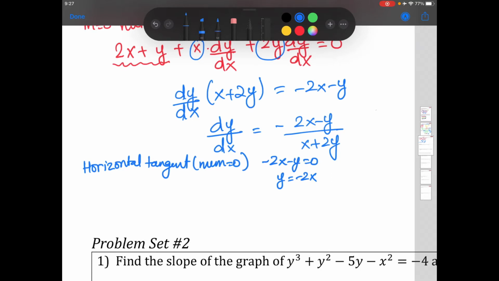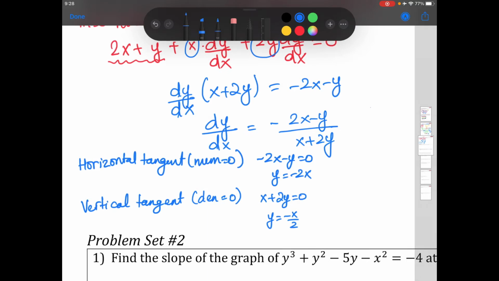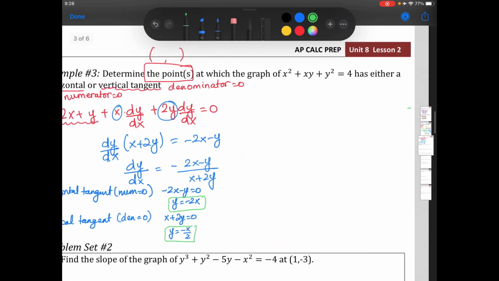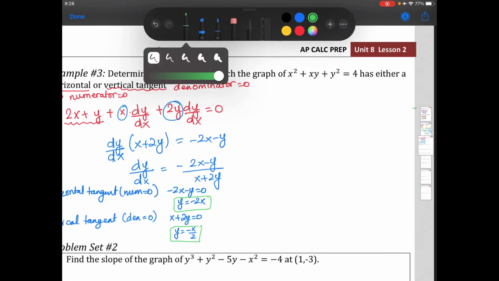I'm going to do the other one also, my vertical tangent. So I'll have two equations, and then I substitute in. My denominator is equal to 0. So it'll be x plus 2y equal to 0. So y is equal to negative x over 2. So now I have these two equations, and I'm going to substitute them separately into my original equation, and from there I will get my points, right?